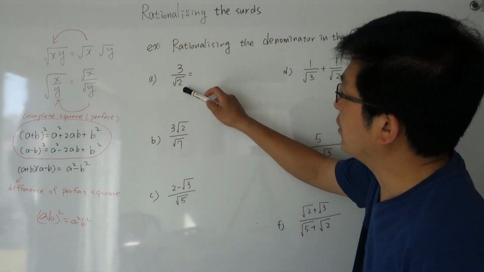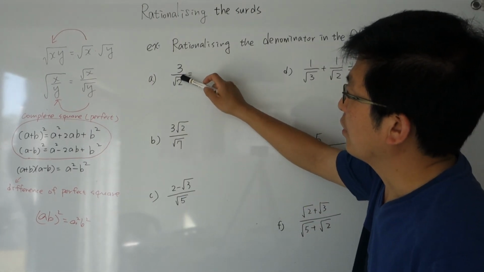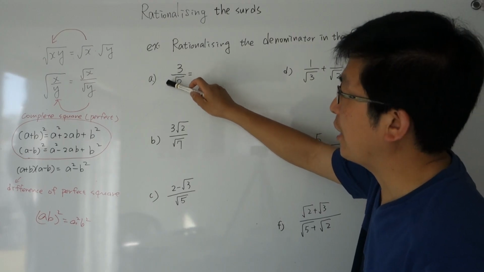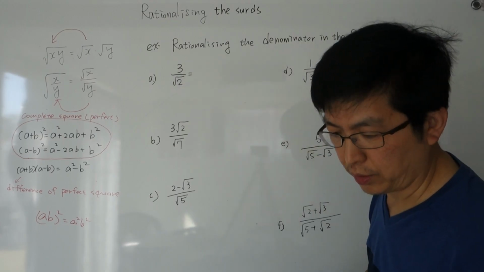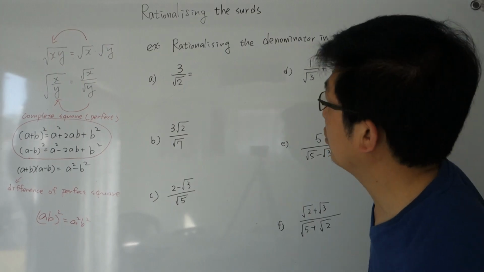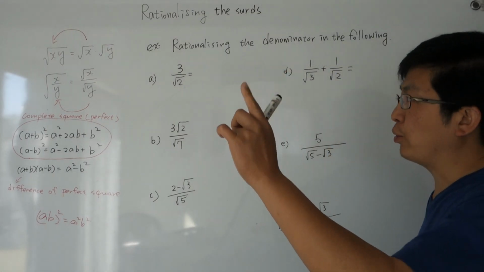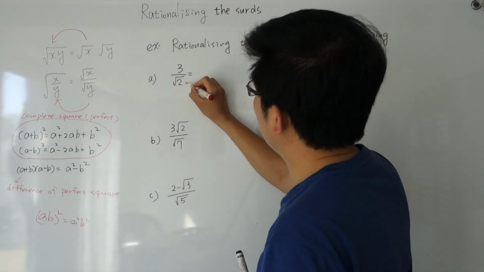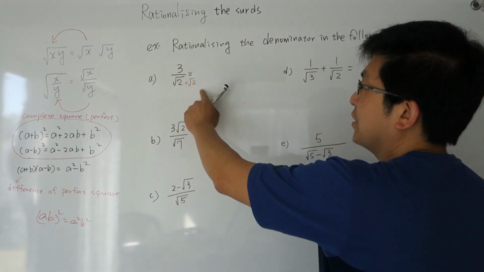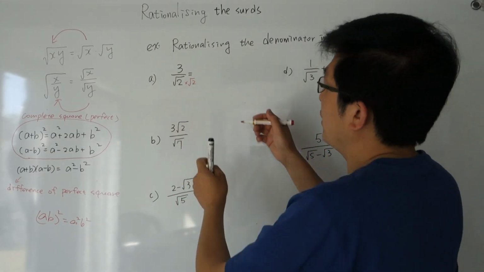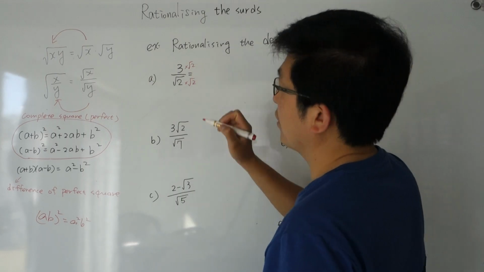So I don't want the denominator to have surds. So how do we do it? We just times 1. Now we make 1 become square root 2 over square root 2. You just times the same number as the denominator, and here you need to times square root 2.